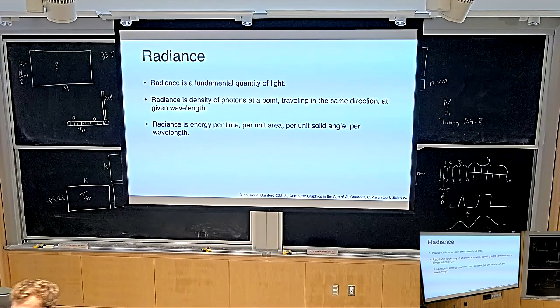Solid angle is, imagine you take a point, you draw a sphere around it, and solid angle is basically the surface of the sphere. Like you take a cone that originates at the center of the sphere, and the surface of the cone on the surface of the sphere is the solid angle. It's kind of like you're integrating over a field of view, is the way to think about it. So that's what it means.